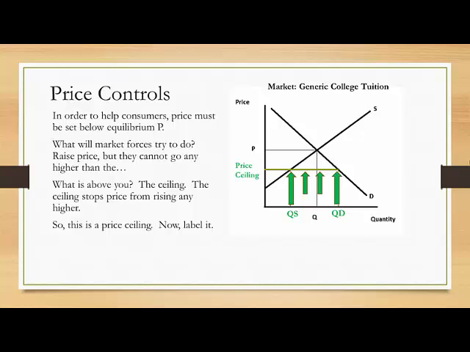Then go back to the graph and point to the green arrows. Ask students, what stops the price? They should say the ceiling. Now label your price control as the price ceiling.